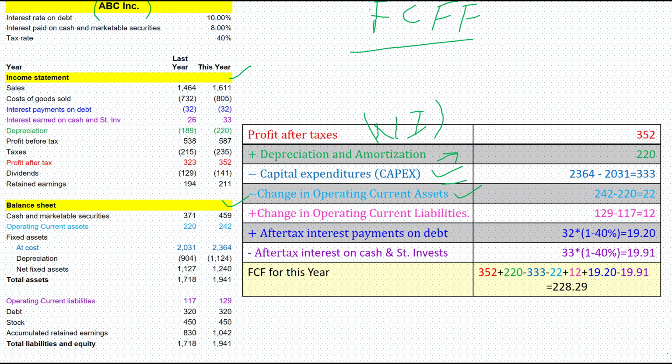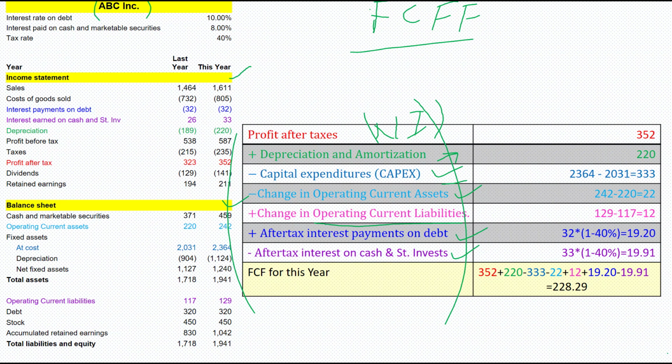Similarly, you have to adjust for the change in operating current liabilities. Whenever there is an increase in operating current liabilities, that means you did not pay all the cash that you were supposed to, right? That is why you have to add your increase in operating current liabilities back to net income to get to free cash flow. Another adjustment is after tax interest payment on debt, and the last adjustment is after tax interest on cash and short-term investment. So these are the basic adjustments you have to do.